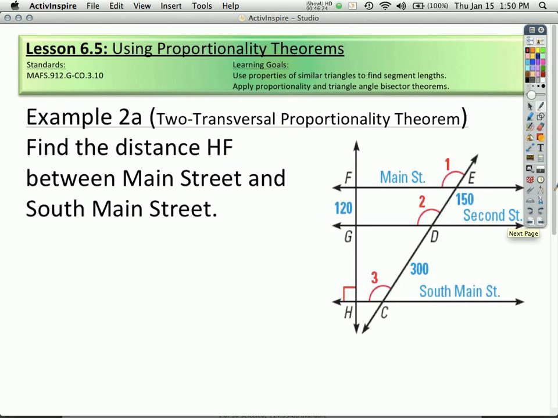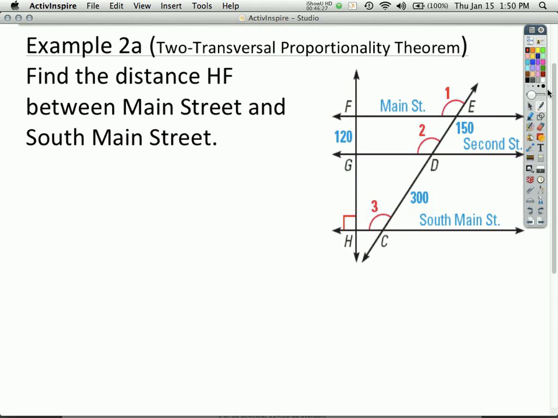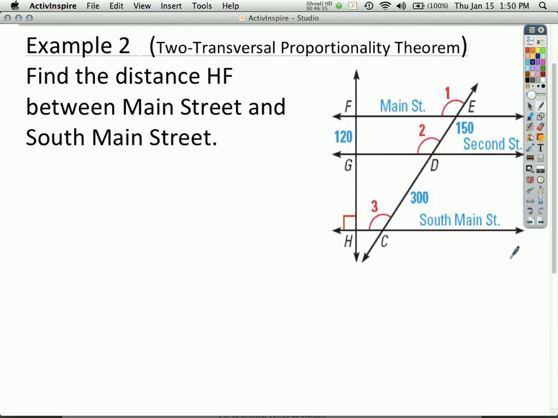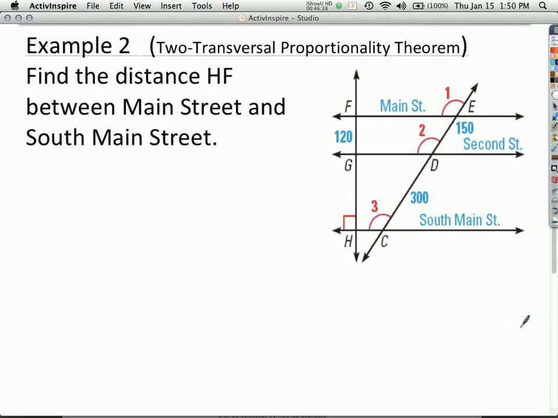So now, I put example 2A. It's actually just example 2. There's not going to be a part B. So just put example 2, and find the distance HF between Main Street and South Main Street.